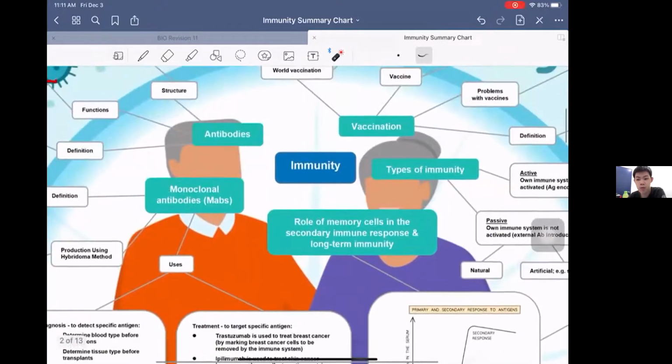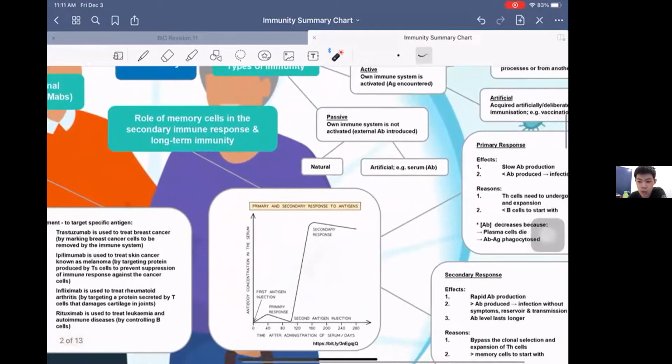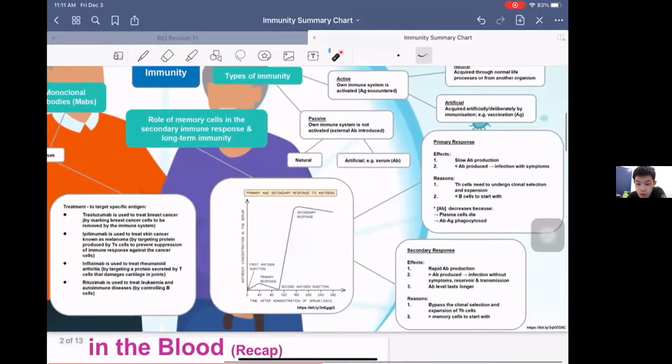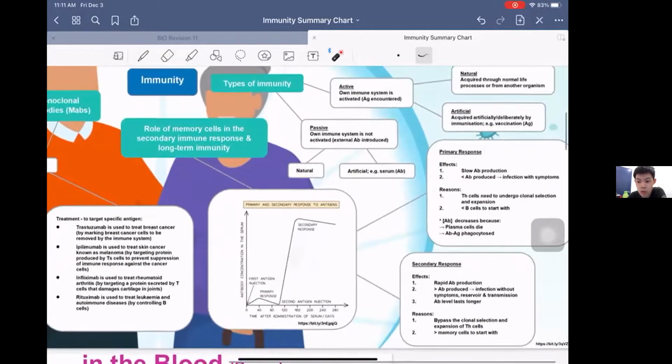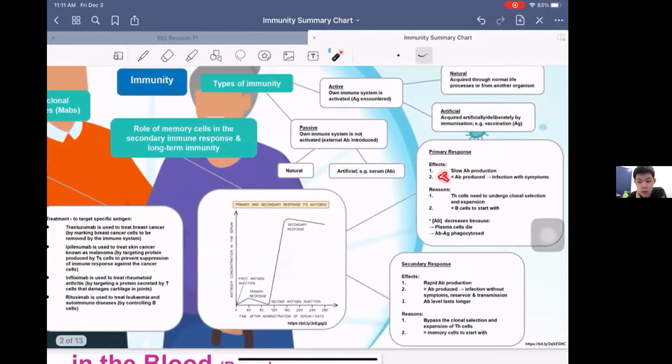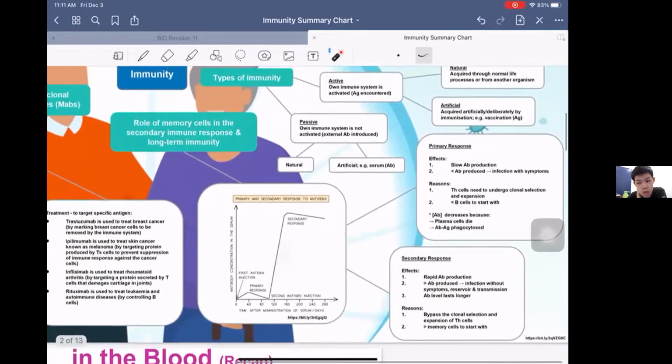Next, we're gonna talk about the role of memory cells in the secondary immune response as well as the long-term immunity. So during the first antigen injection, the antigen enters the body for the first time. So that's why a primary immune response is triggered, so there will be a slow antibody production, resulting in less antibody produced. So because of this, the pathogen may be able to spread in the body, causing the infection to develop symptoms.